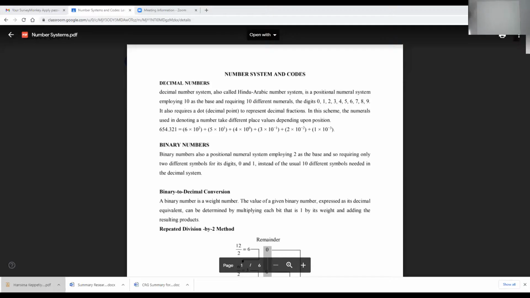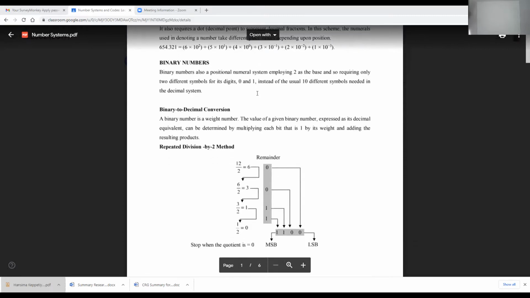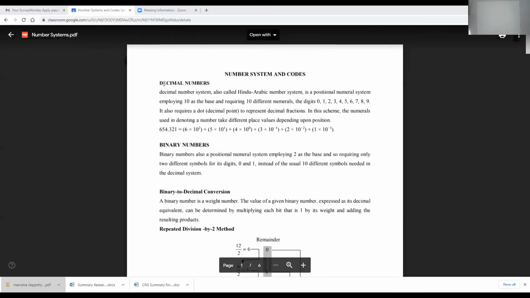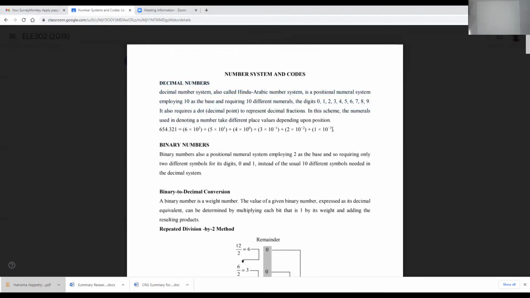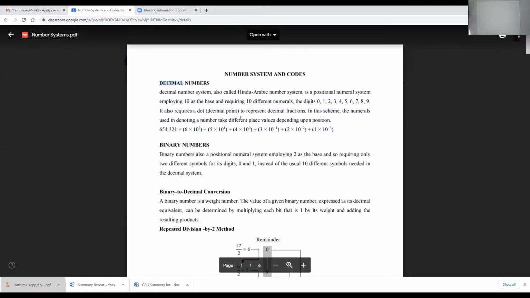So you can see the lecture notes which is uploaded in Google Classroom. First of all, we have an introduction about our decimal number system. Decimal means it's about 10, a base 10 number system.